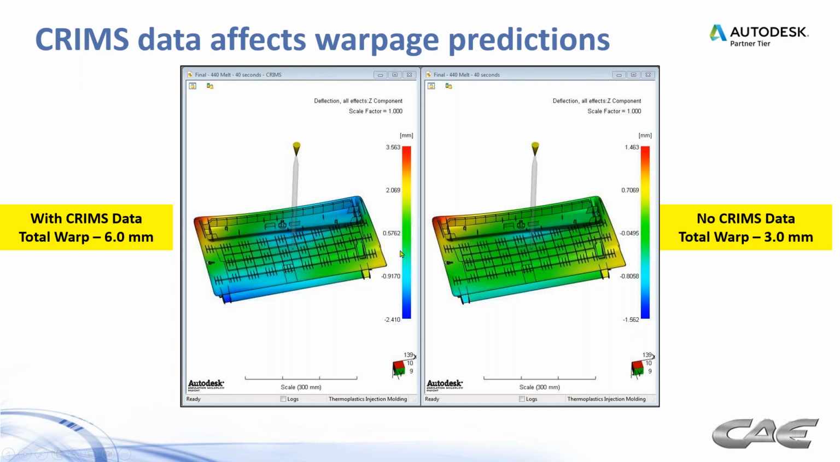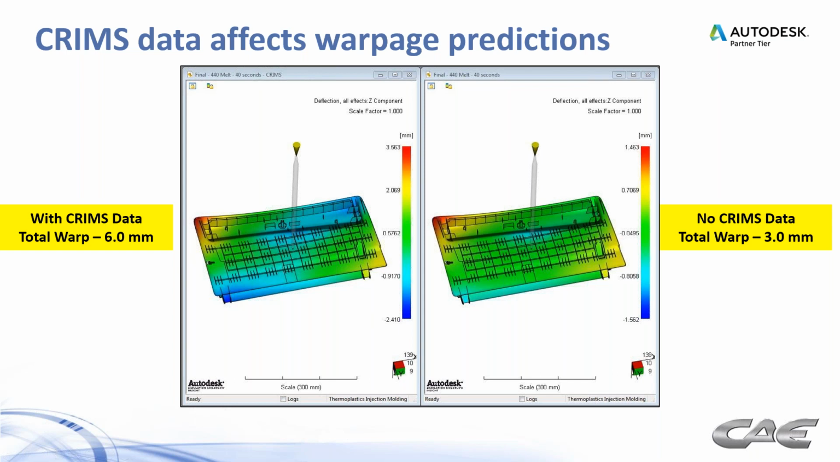You know, after they figured out that this was warping too much, it was too late. They had built the tool, and they actually by then had CRIMS data tested, and we went back and simulated it. And if we had that data originally, 6 millimeters would have been predicted, and we would have avoided that problem. This particular customer insisted that we run this without the CRIMS data, and those were the results.